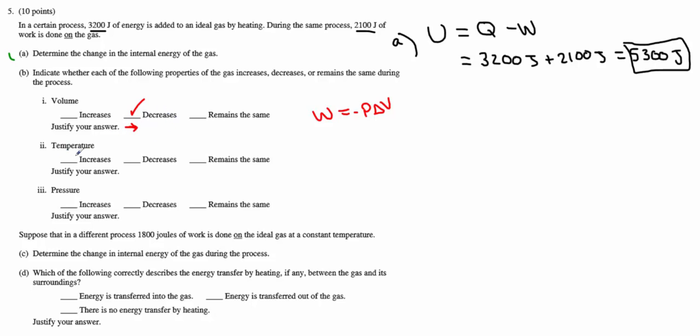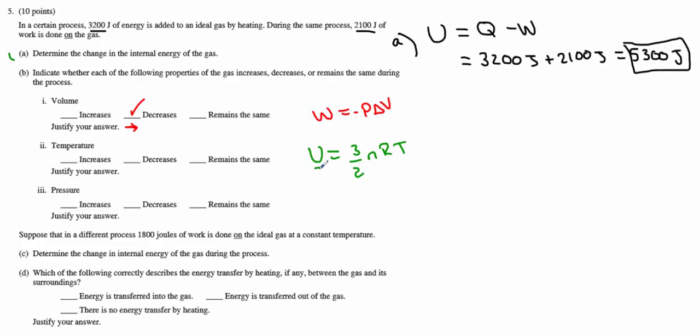Now what happens to the temperature? Well, temperature and internal energy, it's great when they ask these kinds of problems because U is proportional to really only two things. If we write out our actual U equation dealing with the internal energy of a gas, it's 3/2 nRT.